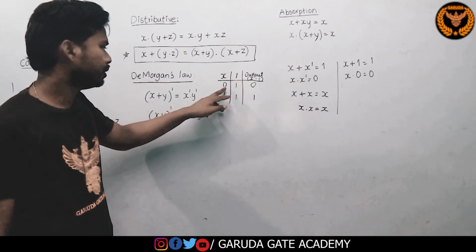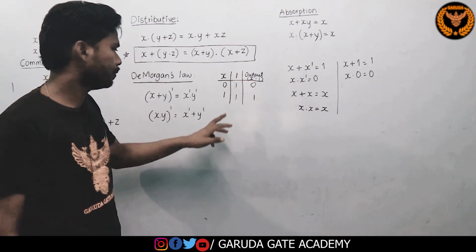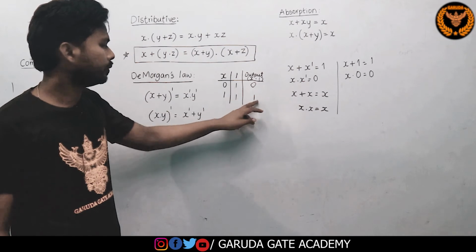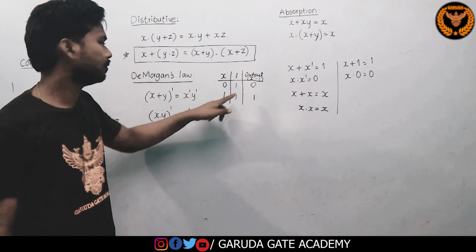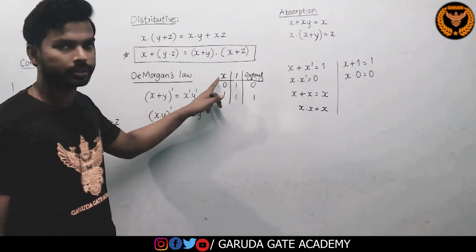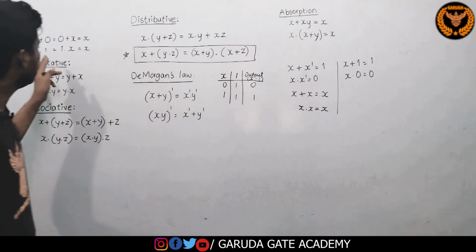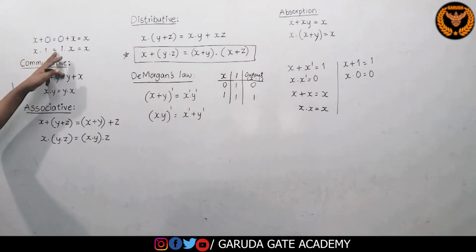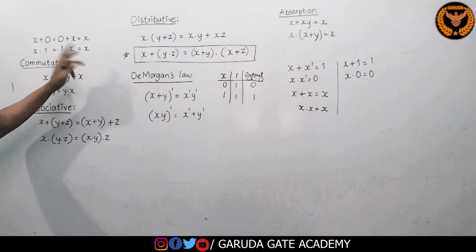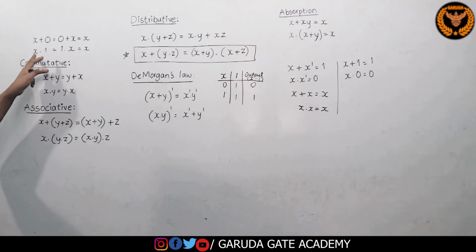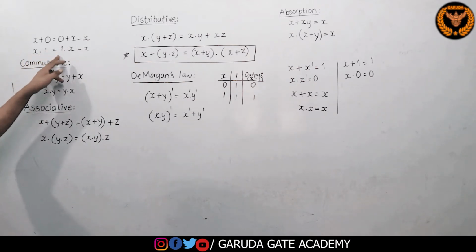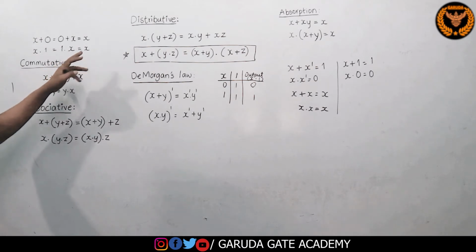So 0 and 1 will be 0, 1 and 1 will be 1. So 0 and 1, 0, 1, which will be equal to x. Output is equal to x. So that is why x and 1 is equal to 1 and x is equal to x.